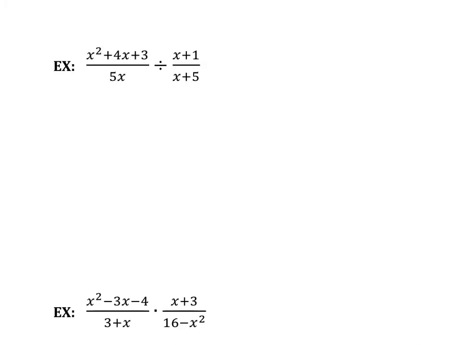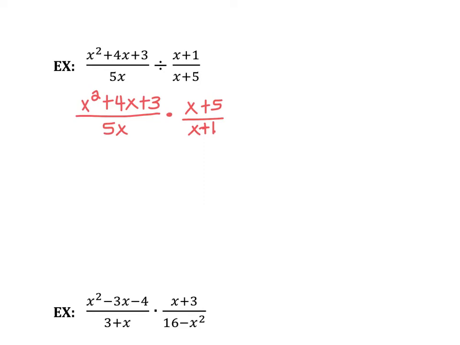In our next example, we have a rational expression divided by a rational expression. Okay, so you know that dividing by a fraction is the same as multiplying by the reciprocal of that fraction. So what we're going to do is write the first rational expression as is, and then multiply by the reciprocal of the second rational expression.